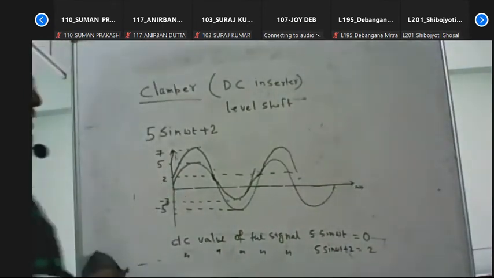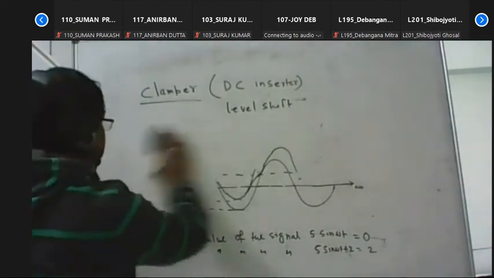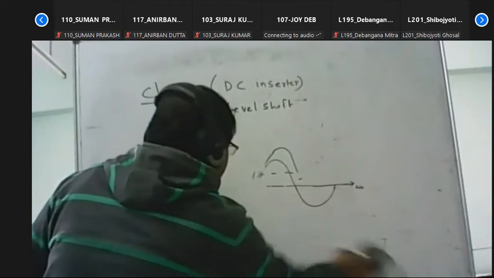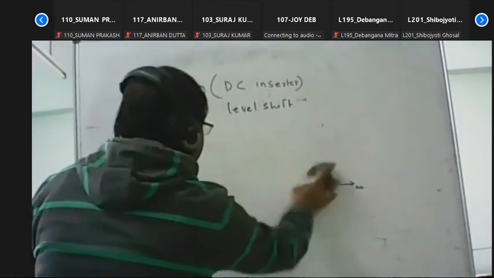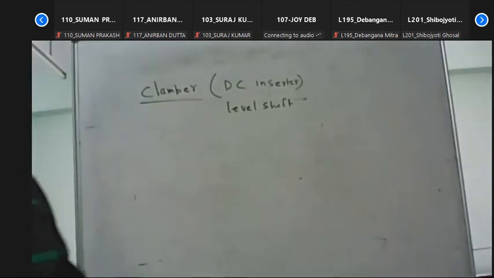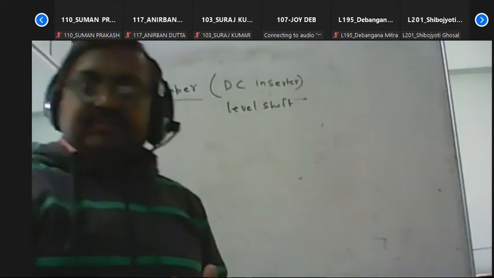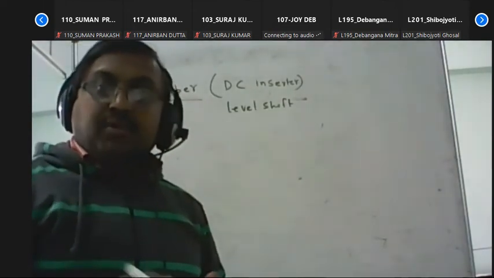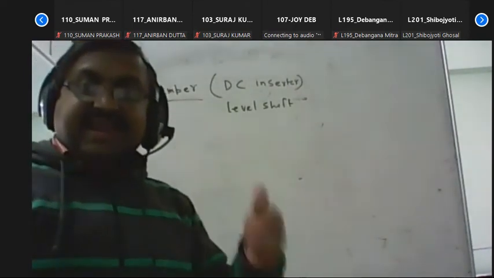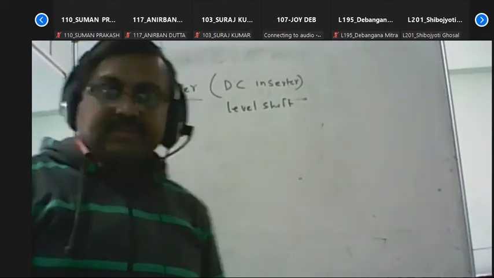Now, like the clipper circuit, the clamper circuit is also of two types: positive clamper circuit and negative clamper circuit. When the added DC level is positive, the circuit is called a positive clamper circuit. If the added DC level is negative, it is called a negative clamper circuit.